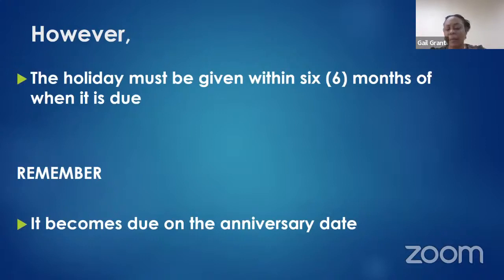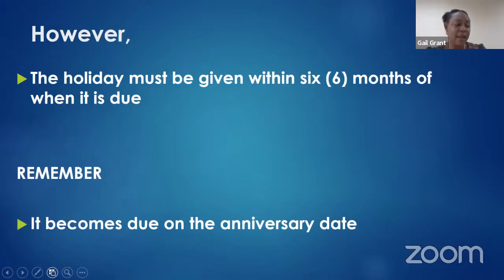So an employer has the right to determine when holiday is given. Some companies have blackout periods. If you work in the tourist industry, then you probably have a blackout period of November to April. And if a person's anniversary falls within that time, then it could be given before or after. But if it is given after, it must be given within 6 months.